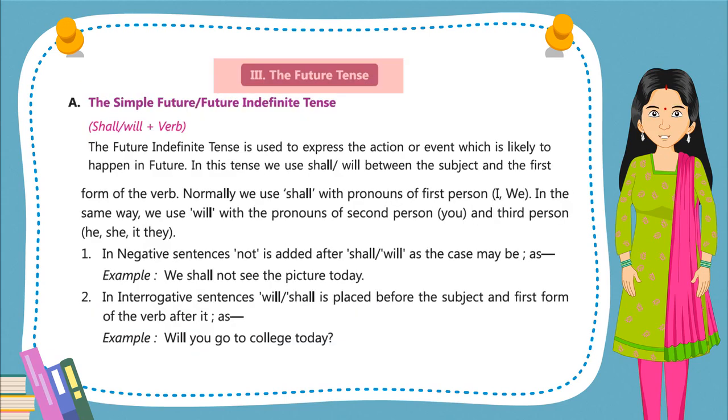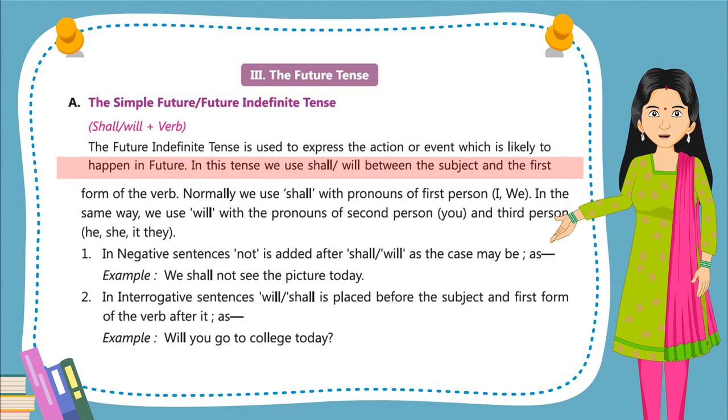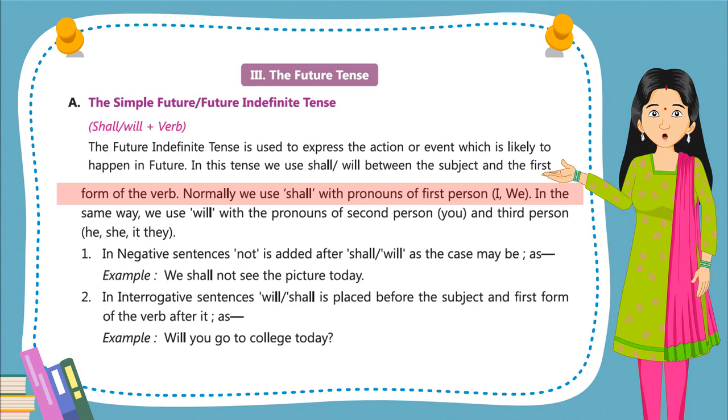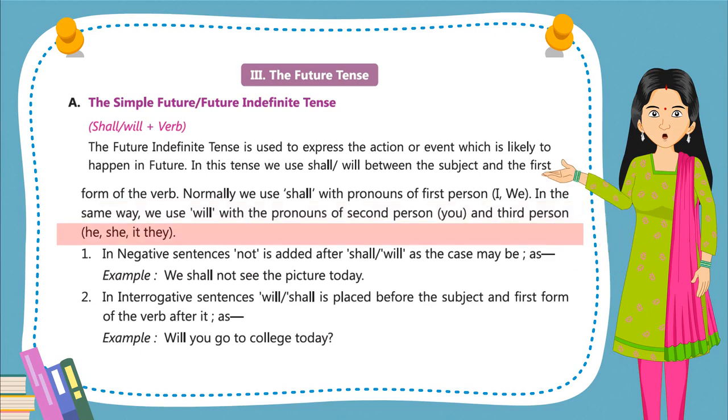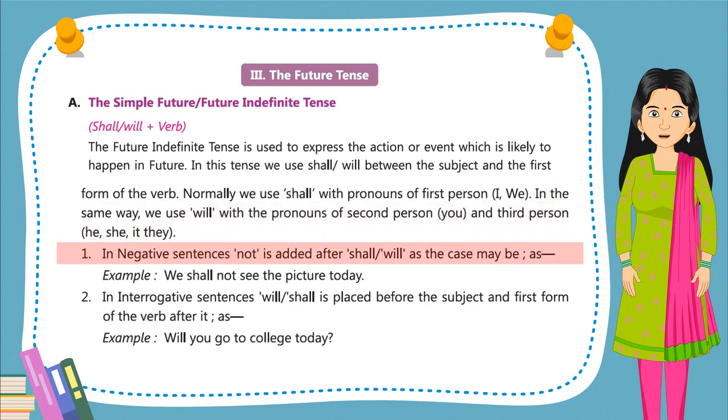3. The future tense. The simple future indefinite tense. Shall/will plus verb. The future indefinite tense is used to express the action or event which is likely to happen in future. In this tense we use shall/will between the subject and the first form of the verb. Normally we use shall with pronouns of first person, I, we. In the same way, we use will with the pronouns of second person, you, and third person, he, she, it, they.